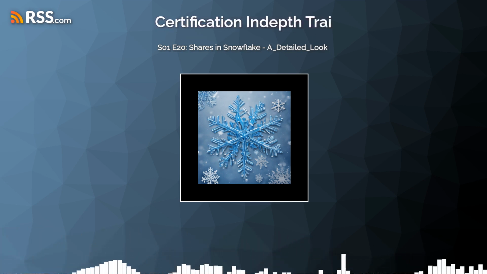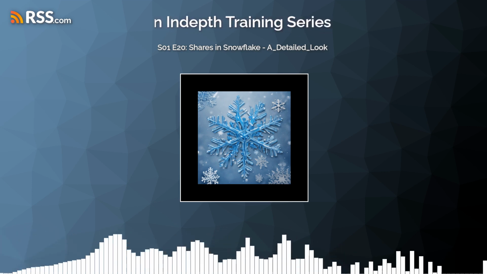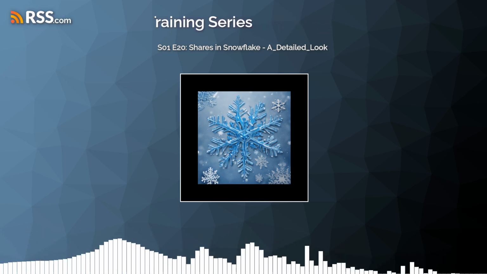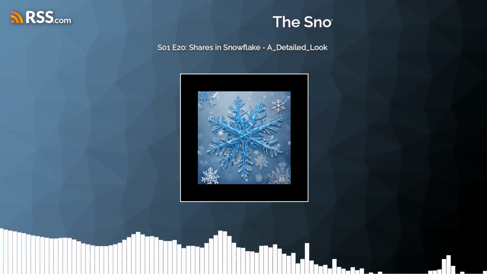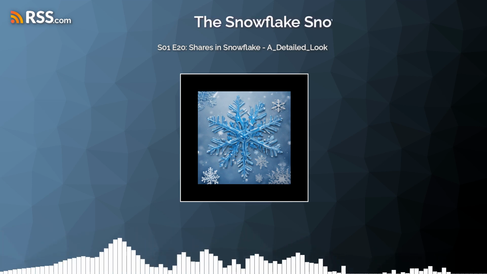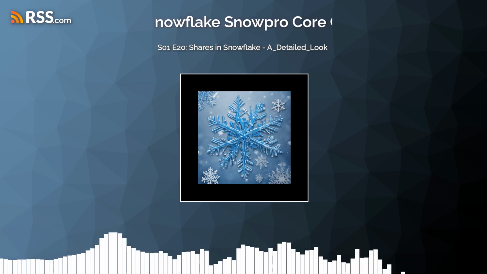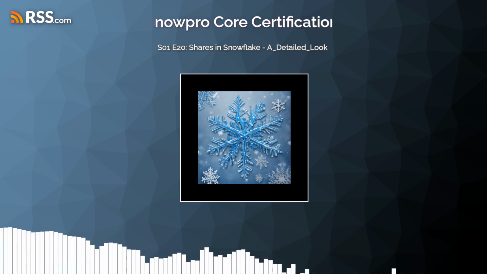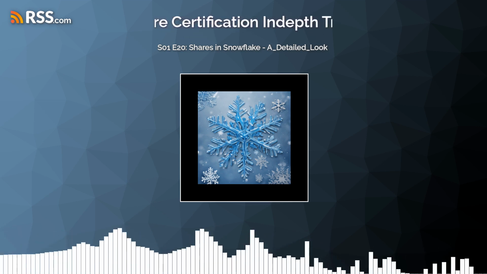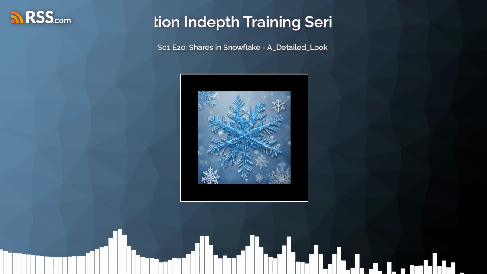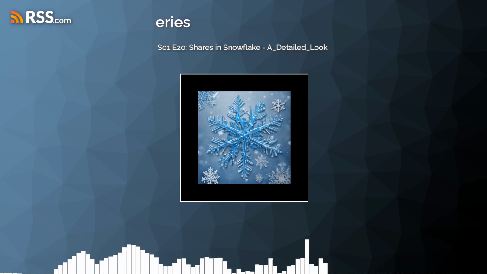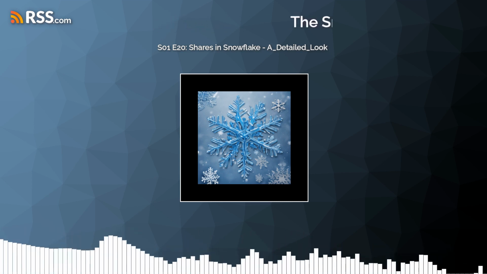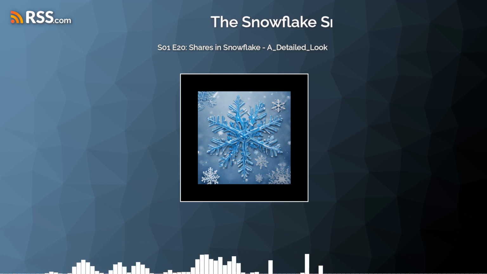The concept of shares. At its core, shares in Snowflake are designed to facilitate the secure exchange of data across different Snowflake accounts. This is done by creating a share, which is essentially a reference to the specific database objects, tables, views, or secure views you wish to share. Data providers can share their data with consumers without moving the data physically. Instead, they grant access permissions to it.